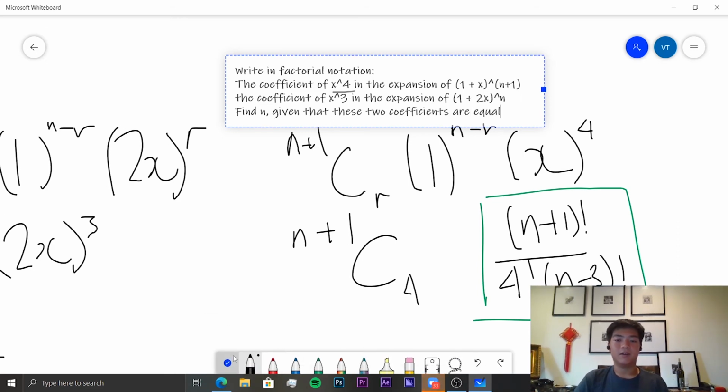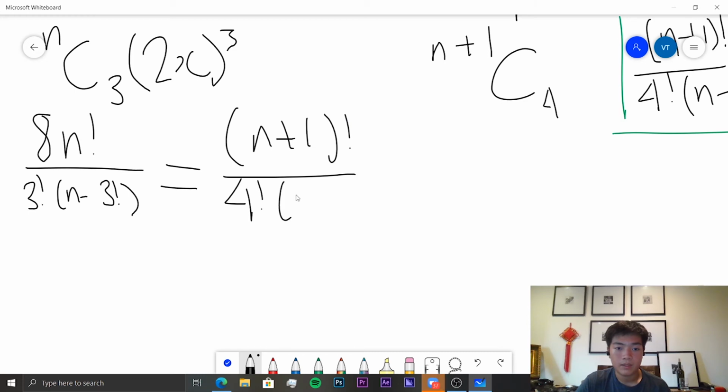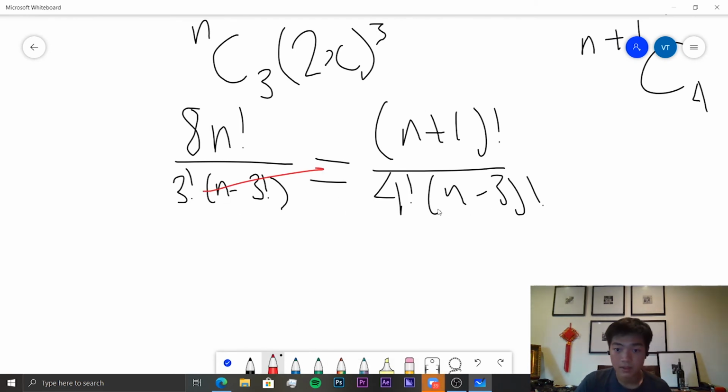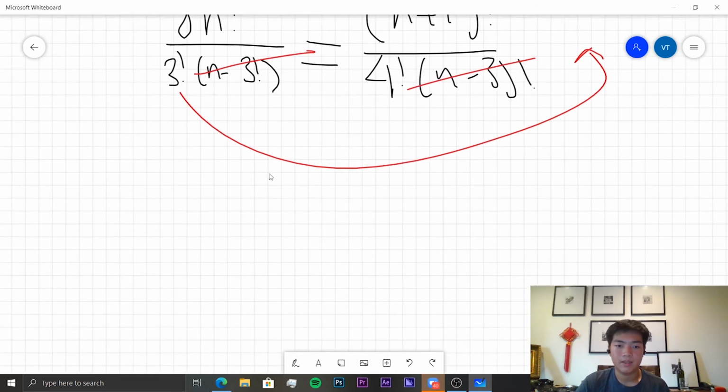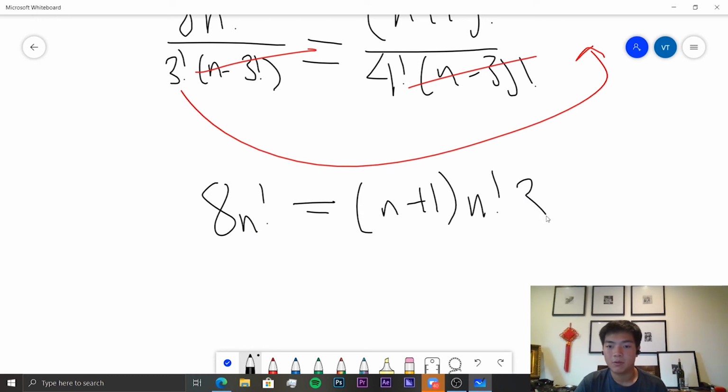And to do that, well, we need to just equate these two. So 8n factorial over 3 factorial n minus 3 factorial is equal to n plus 1 factorial divided by 4 factorial n minus 3 factorial. Since both sides are being divided by n minus 3, we can simply cross that out. And so we can multiply this side by 3 factorial. So we have 8n factorial is equal to, well, n plus 1 factorial is equal to n plus 1 times n factorial. So I'll factor that out, and then we'll multiply this by 3 factorial. Since we have n factorial on both sides, we can simply cross that out.